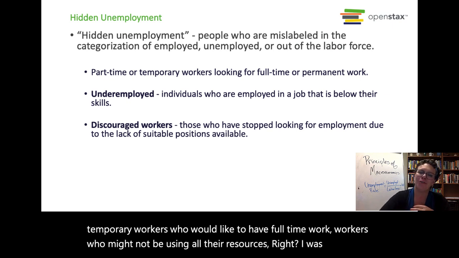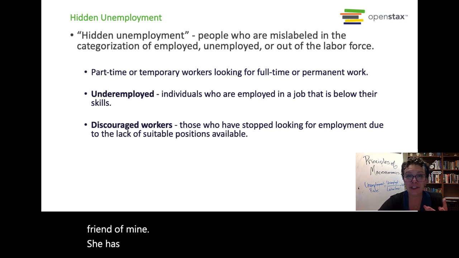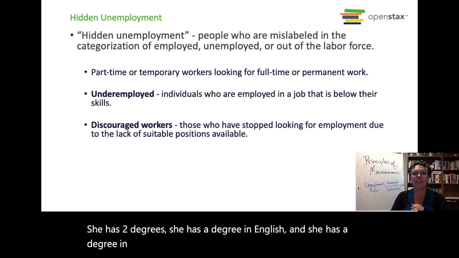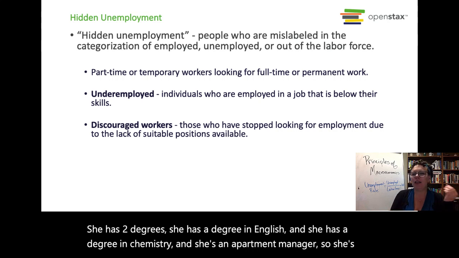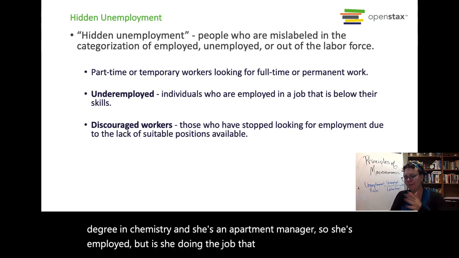I was just speaking to a friend of mine, and she has 2 degrees. She has a degree in English and she has a degree in chemistry, and she's an apartment manager. So she's employed, but is she doing the job that she was trained for? No, not quite.